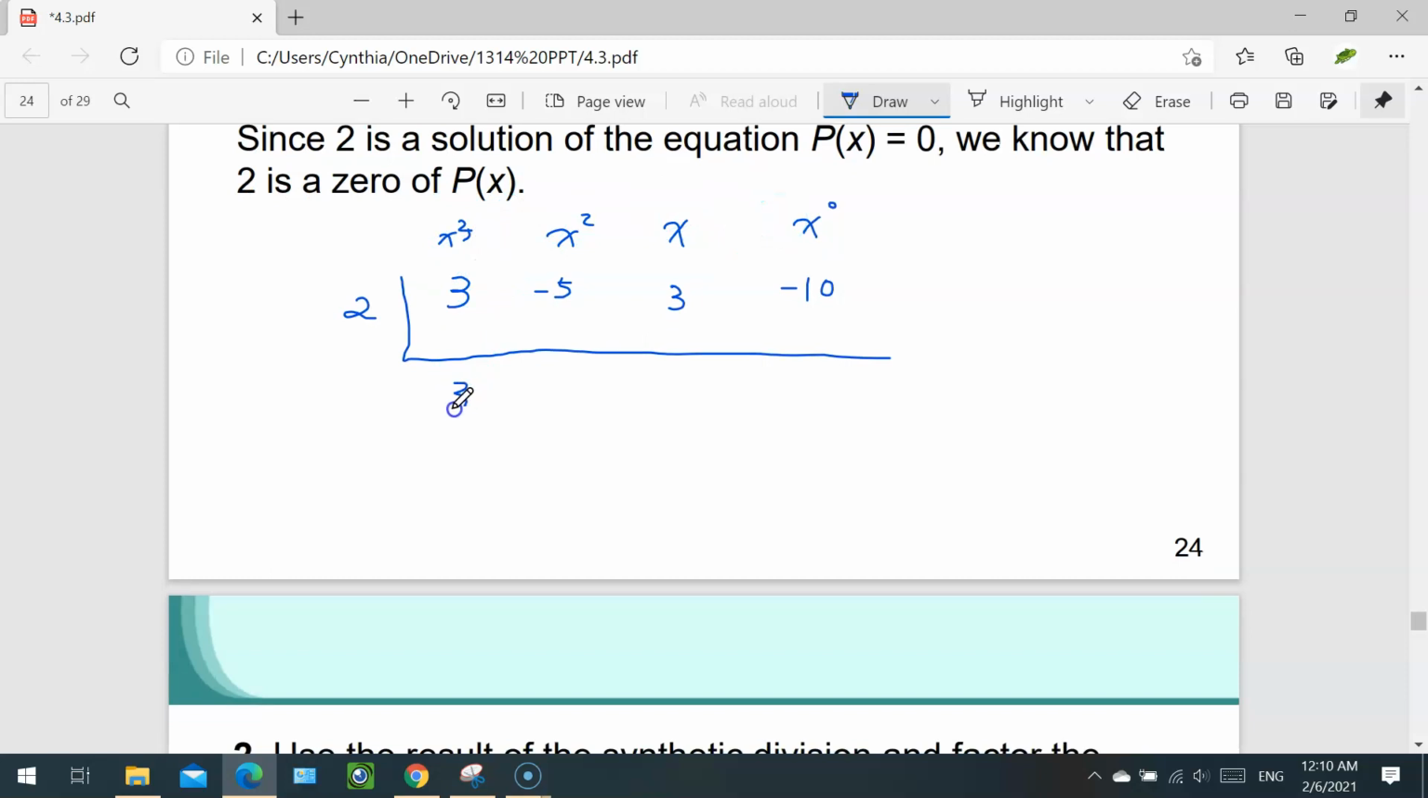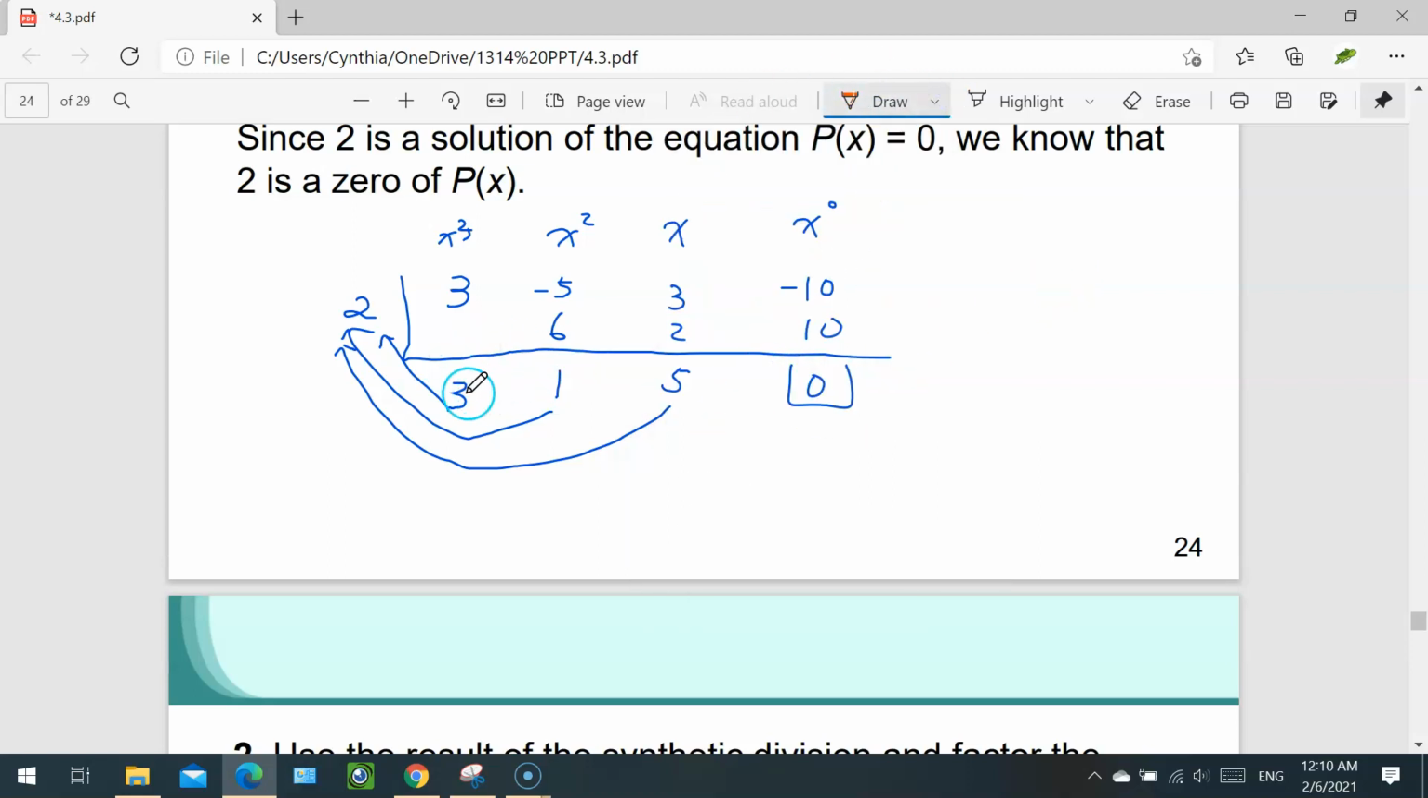I jot down the 3. Now 3 multiplied by 2 is 6. Sum these two, you get 1. Now multiply 1 with the 2, so you get 2. Sum these two, you get 5. Multiply 5 with 2, you get 10. Now sum these two, you get 0.